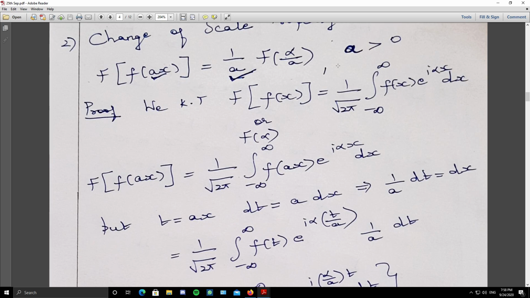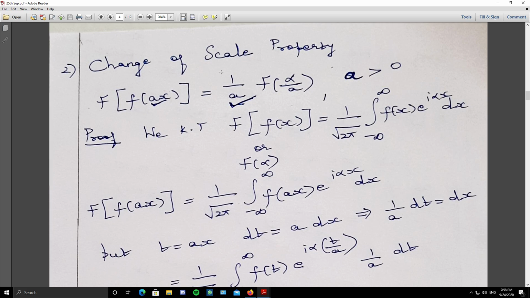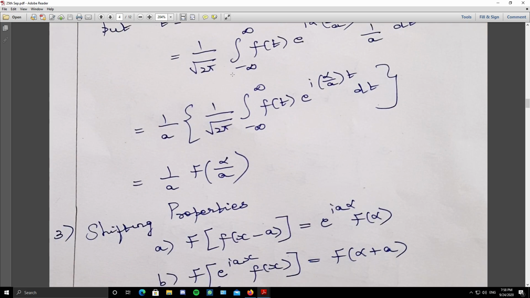So this is the second property where a is positive constant. So this condition is very important. If a is 0, it becomes infinity, because a is positive constant. If a is negative also, it will affect the definition. That is why a is taken as positive. The scalar a is replaced by 1 by a. That is why we say change of scale property.